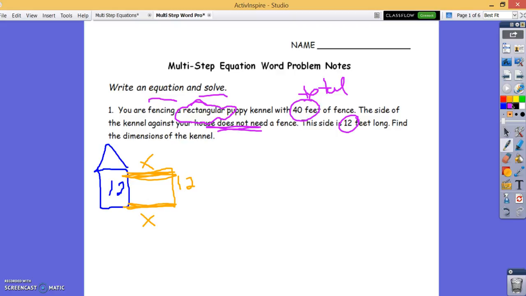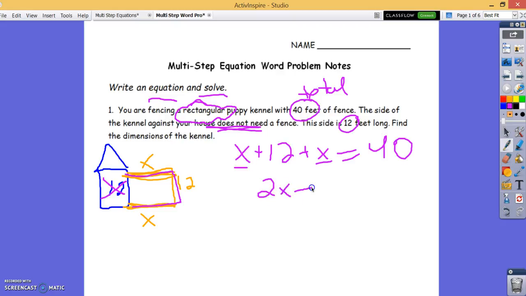So now I can go ahead and set up my equation, remembering that I don't need that extra side because we're not using actual fencing to block it in. So I've got my side that's x plus my side that's 12 plus my other side that's x. It's going to equal 40. Now I'm going to combine like terms to make this a two-step equation. 2x plus 12 equals 40.